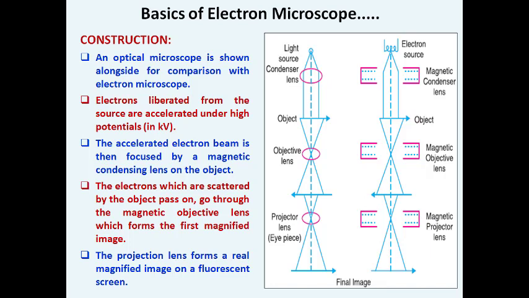So with respect to the increasing potential difference on this magnetic projective lens, we can get the enlarged view of the object. So the projection lens forms a real magnified image on the fluorescent screen. Regarding the final image preparation, for electron microscopy we have an option: either we can use a photographic plate or a fluorescent screen for the production of a magnified image of the object.